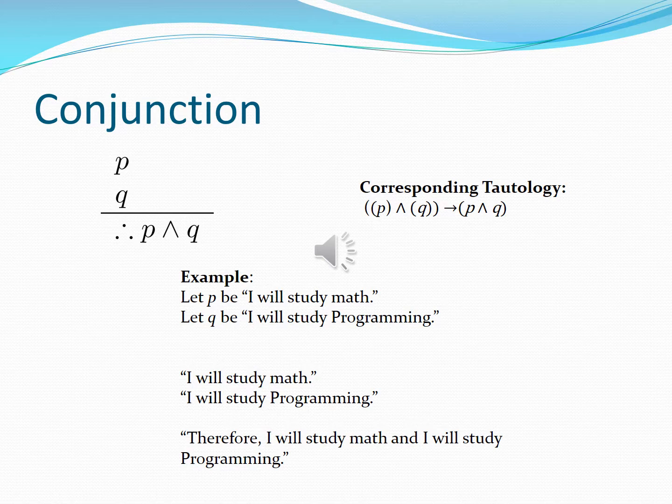Conjunction. P, Q, therefore P and Q. Example: let P be, I will study math. Let Q be, I will study programming. I will study math. I will study programming.